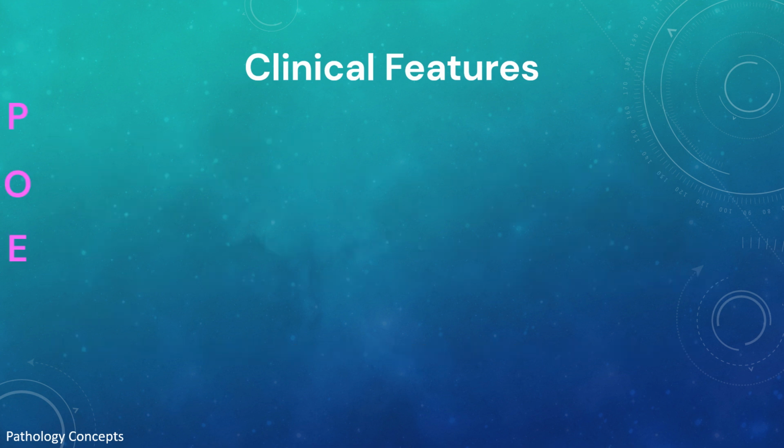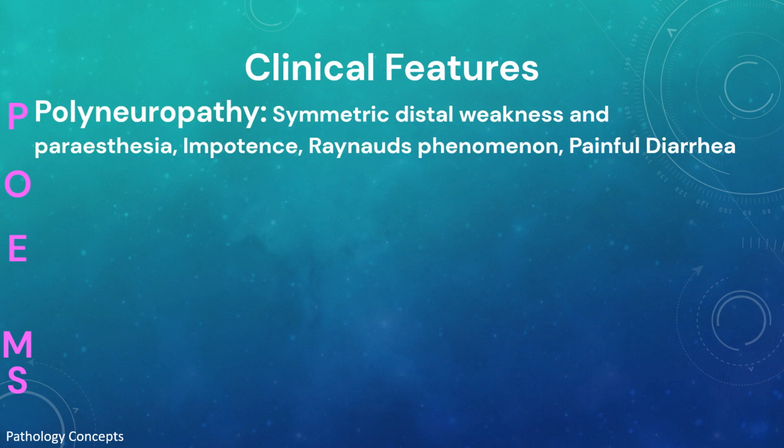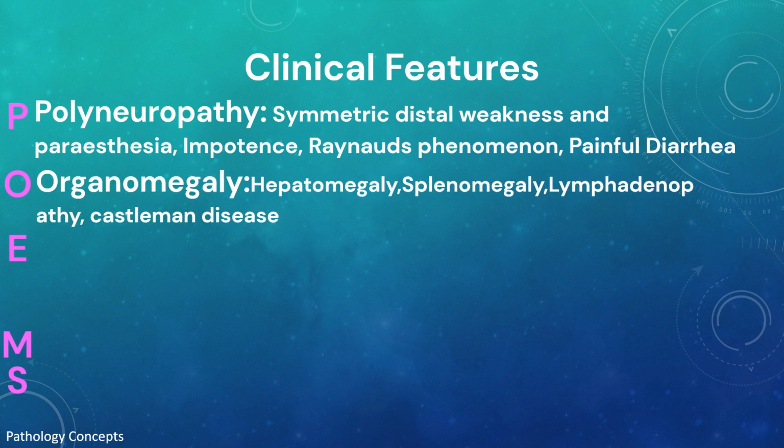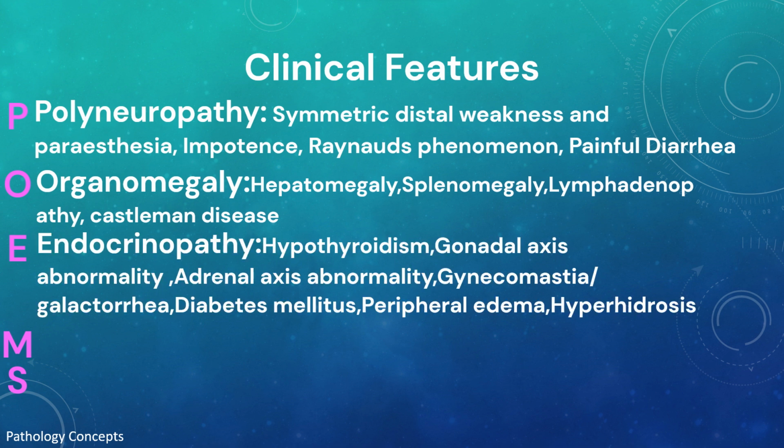POEMS is an acronym. The full form of POEMS is: P for polyneuropathy, which shows symmetrical distal weakness and paresthesia, impotence, Raynaud's phenomena and painful diarrhea. O is organomegaly: hepatomegaly, splenomegaly, lymphadenopathy, Castleman disease.